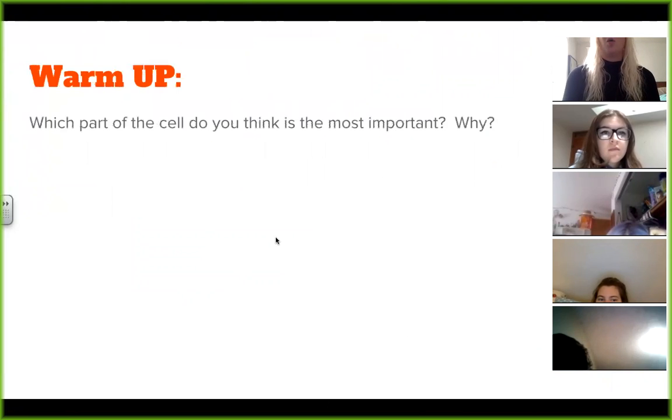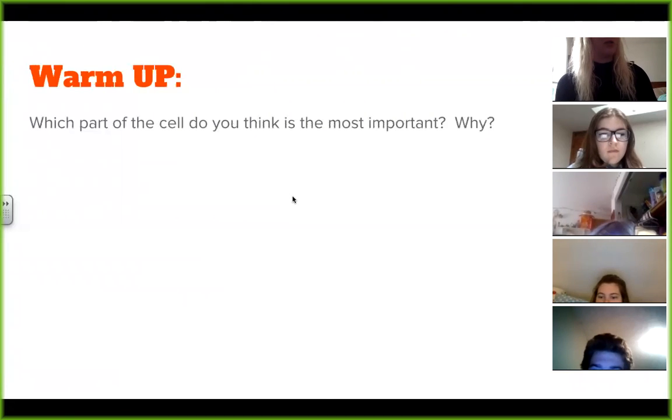So our warm-up question is going to be a hard one, I think. Which part of the cell do you think is the most important and why? Take about 30 seconds or so to think about this, and you could pop your answer into the chat when you have decided what part of the cell is the most important.